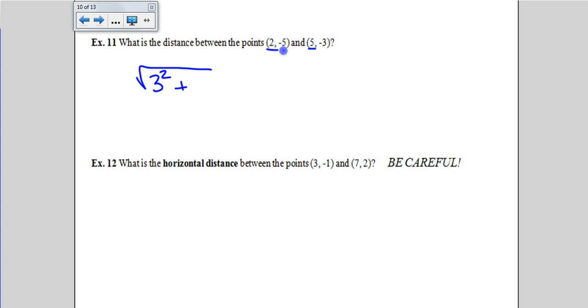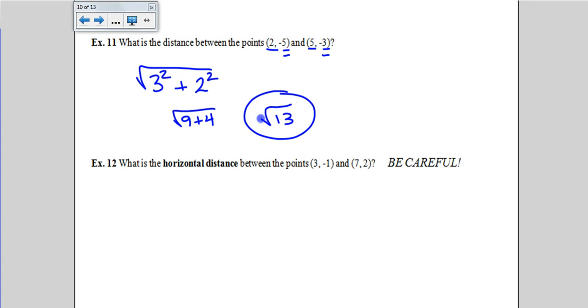So 3 squared, and then -5 to -3 is 2 units apart. Again, I'm ignoring the fact that it could be -2 depending on how you subtract it. I'm going to go ahead and simplify this. We get 9 plus 4, which is the square root of 13.